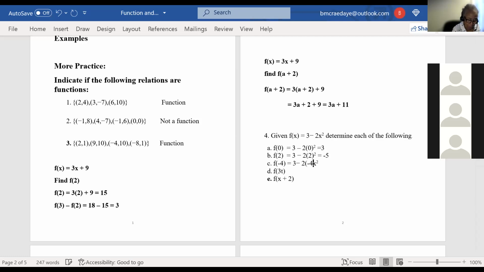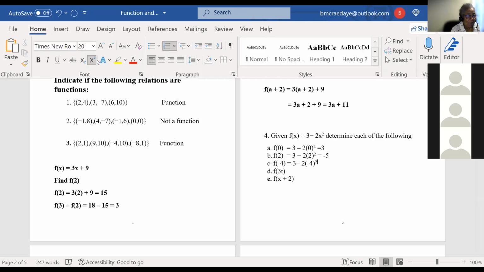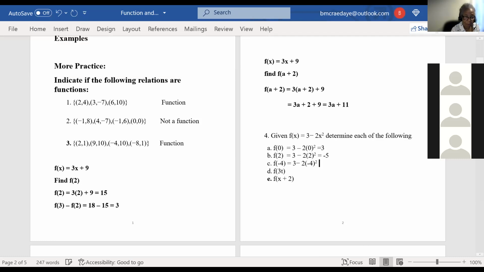What's -4 times -4? -16. What's -4 times -4? Negative times negative gives positive. So it'd be a plus 16. And what's -2 times plus 16?